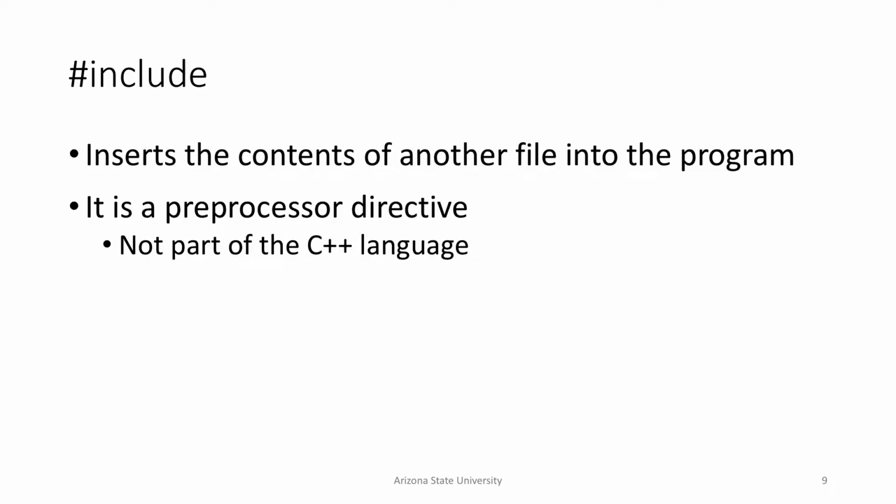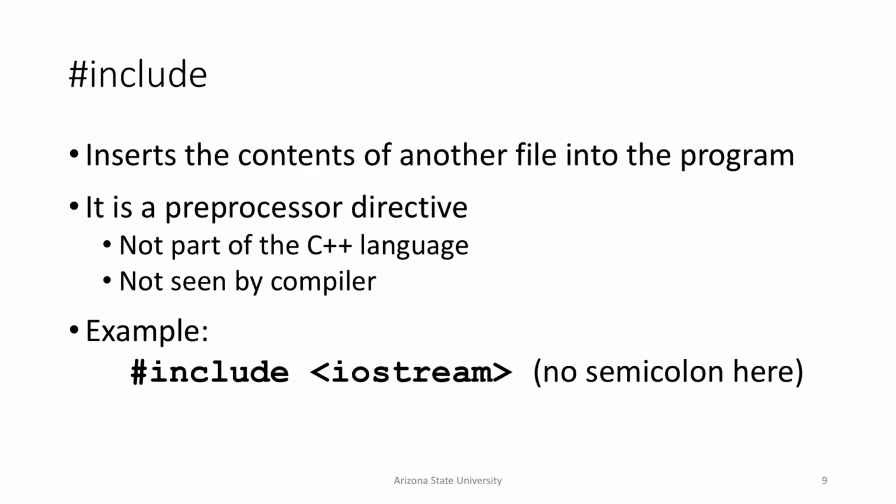So it's not part of the C++ language. It's not seen by the compiler because the preprocessor operates before the compiler. It literally moves the contents of those other source files to your program, and then the compiler works on the resulting program. So it's not seen by the compiler at all. It runs right before the compiler starts. So, the example we've seen many times, we include IOStream, and there's no semicolon.